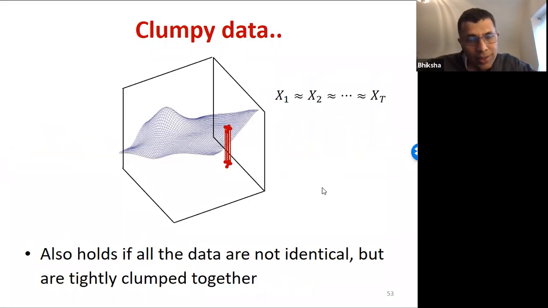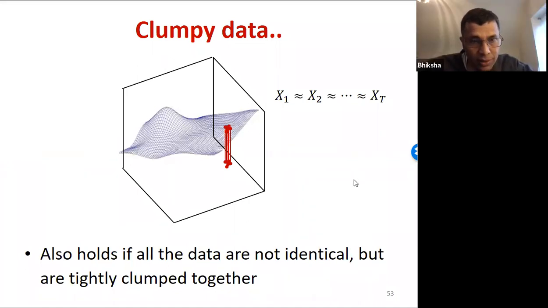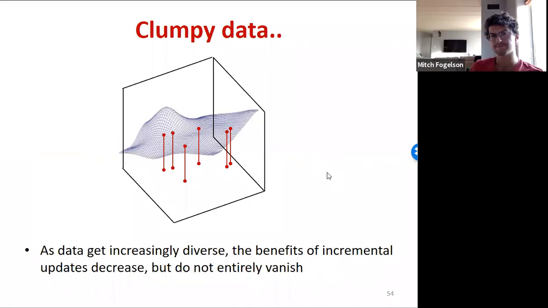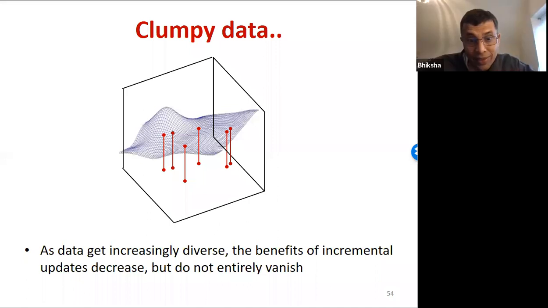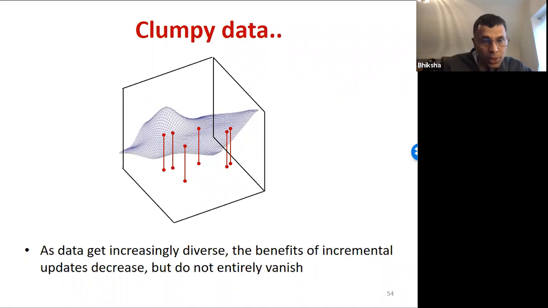Now, suppose instead of being all identical, the data were all clumped together. They're not identical, but they're all very close. Is the situation going to be different? No, it's going to be more or less the same, right? As the data get increasingly diverse, that's when the benefits of incremental updates begin to decrease. They don't entirely vanish, but that's when they begin to decrease. And what is the worst case situation? When the data are actually spread over the entire space. Make sense to you?